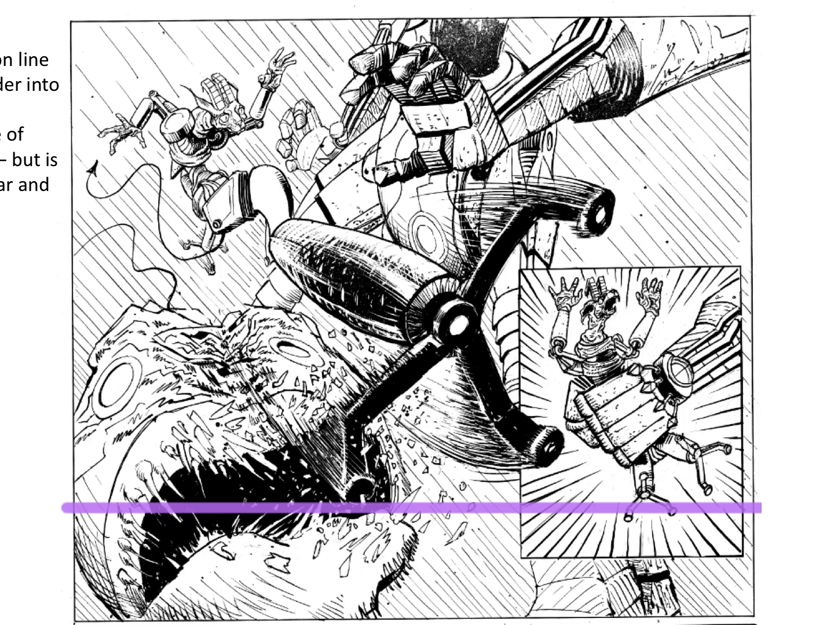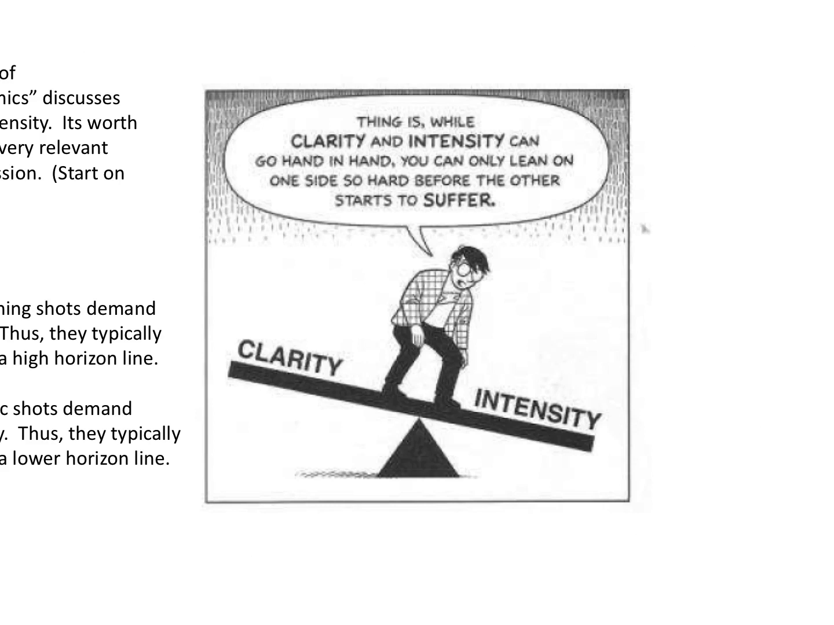This is an image I did for my book. The horizon line is very low and pretty disorienting, but that's what we want for action. We're not there for clarity so much as drama. There's a portion in Making Comics that discusses clarity versus intensity, and it's worth reading. It's on page 45.